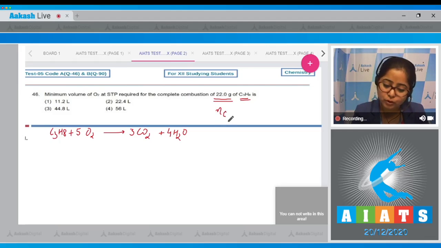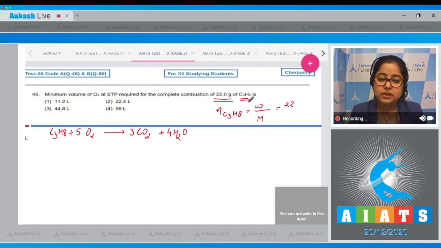So number of moles of propane, which is C3H8, is equals to given mass of propane upon molar mass. Given mass is 22, it's already given. Let's calculate the molar mass here. 3 carbons plus 8 hydrogen. So the molar mass will be 44. As a result, there will be 0.5 mole.